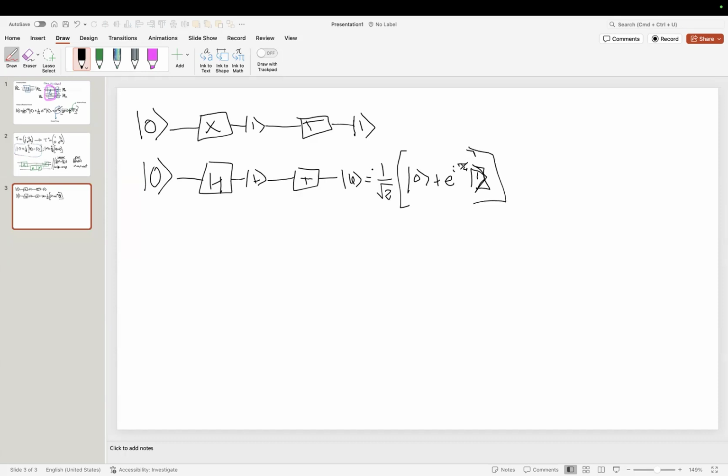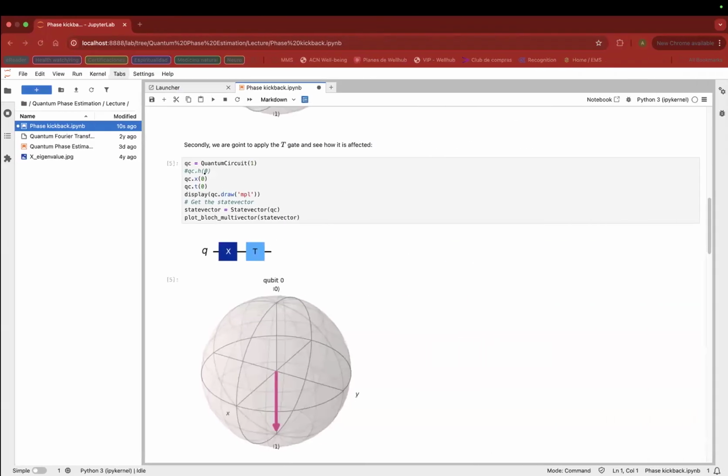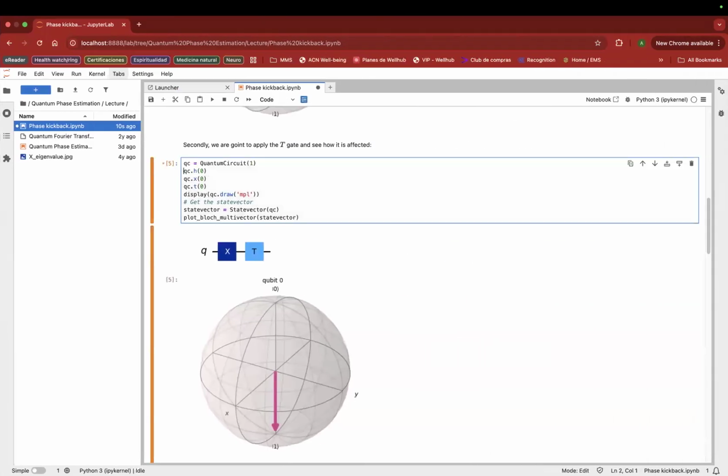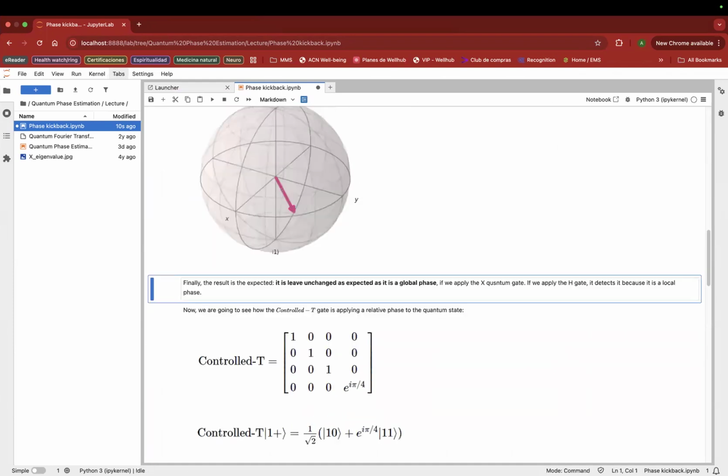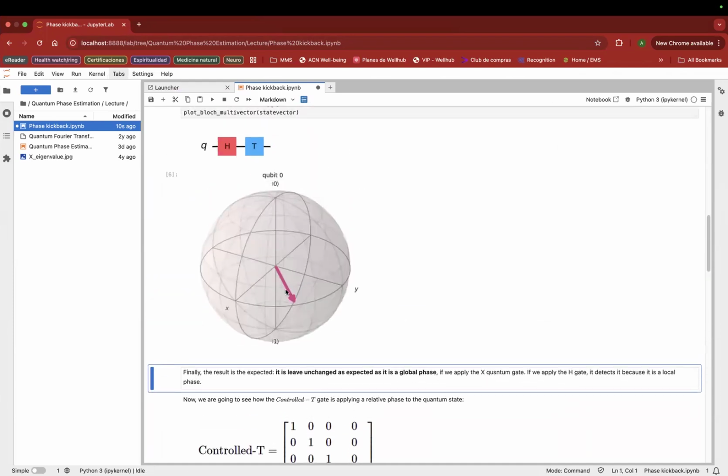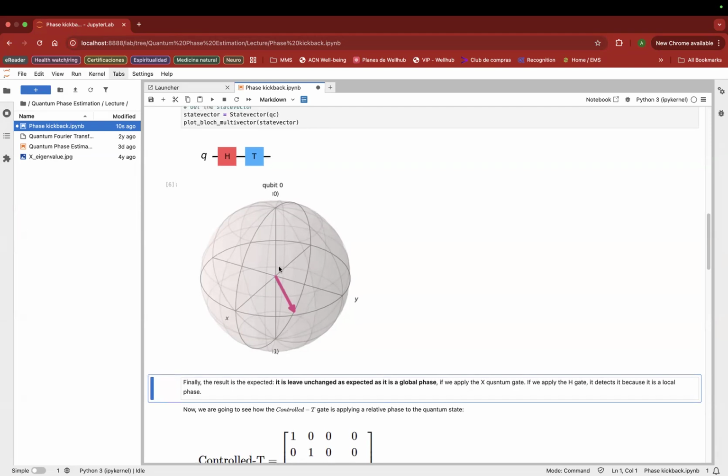As here we don't have a global phase, we have a relative phase. Here is where we get the plus and where we can see through quantum computing the difference, because this is a relative phase. The phase kickback effect, I mean, sorry, this is not related to phase kickback. This is the relative phase. This is the difference between global phase and relative phase.